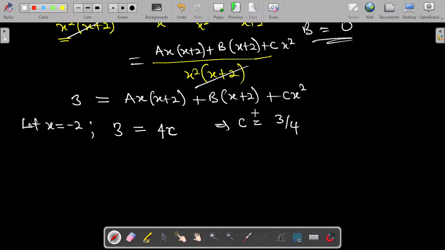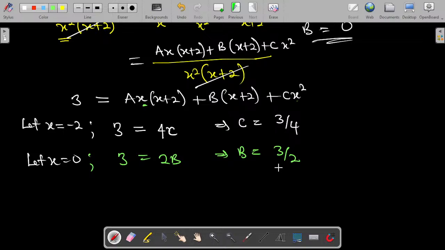Okay, so what's the next? We can try to eliminate a and c to get our b. How? By making our x to be 0. If we make our x to be 0, this will turn to 0. Of course, this will still be 3. If you put x as 0 here, you get everything 0. If you put x as 0 here, you get everything 0. But if you put x as 0 here, you get 2b. So our b will be equal to 3 all over 2.